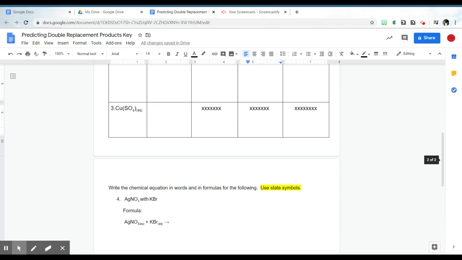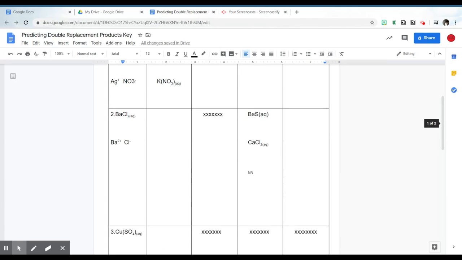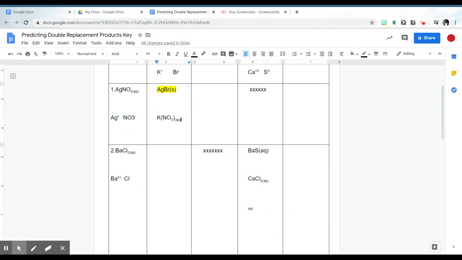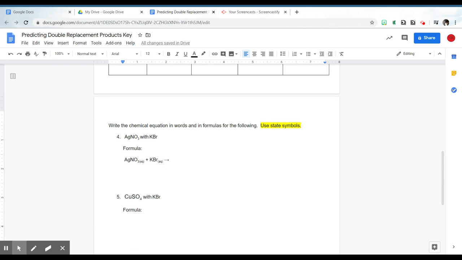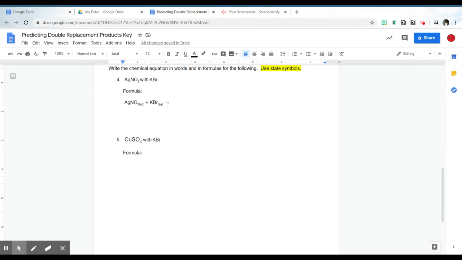Okay? Down here at the bottom of the worksheet, you need to write out the formula for these guys with your state symbols. We have this above in our chart. Silver nitrate was soluble, calcium bromide soluble. And then if I look up here, here are the products that they made. They made a silver bromide and potassium nitrate. So you need to finish up that reaction with state symbols. And then there's one other practice writing formulas.